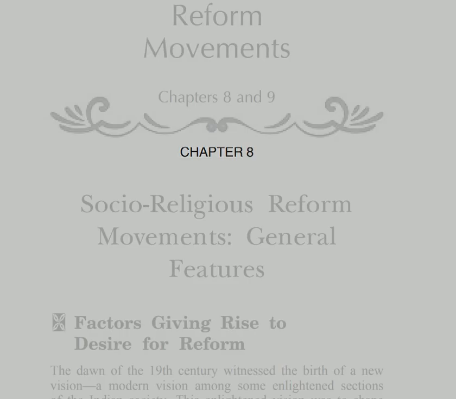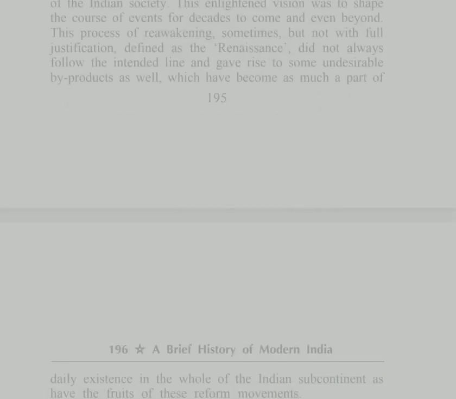Chapter 8. Socio-religious reform movements, general features. Factors giving rise to desire for reform. The dawn of the 19th century witnessed the birth of a new, modern vision among some enlightened sections of the Indian society. This enlightened vision was to shape the course of events for decades to come and even beyond.